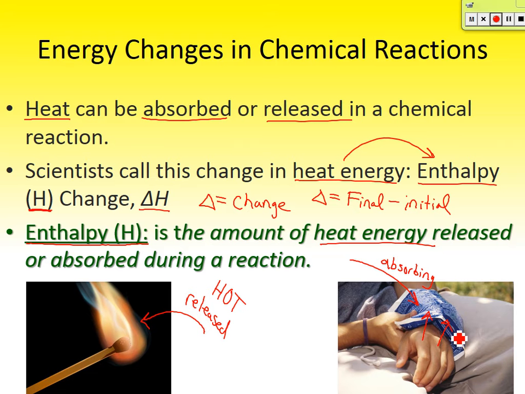Think about it. His hand is now losing heat. That's going to make his hand feel cold. Okay. So when heat is released, it makes things hot. When heat is absorbed, it makes things cold. Okay.